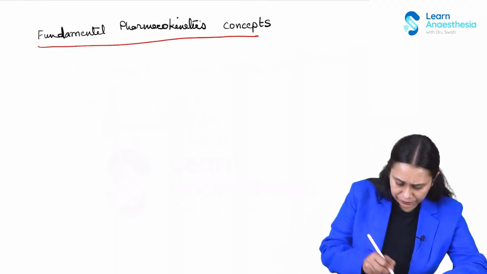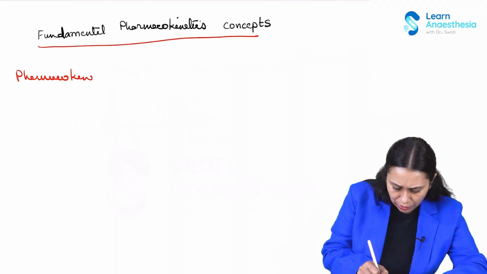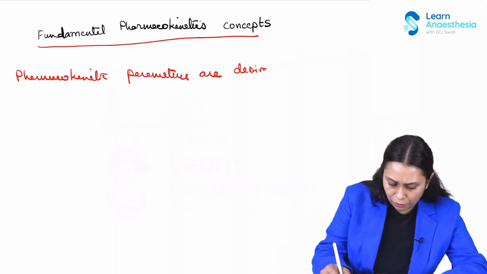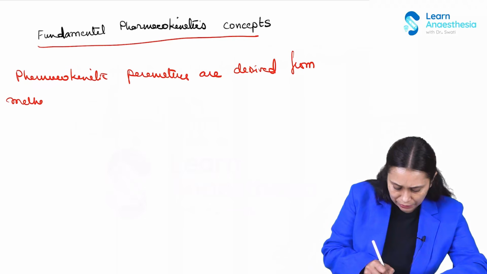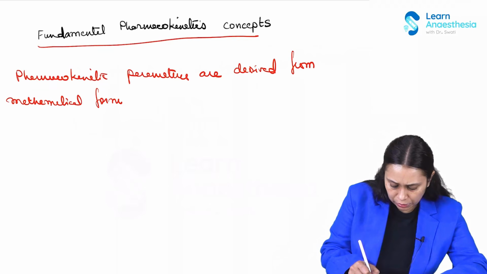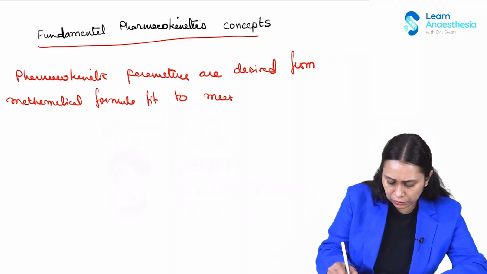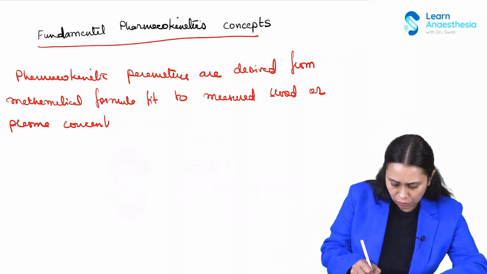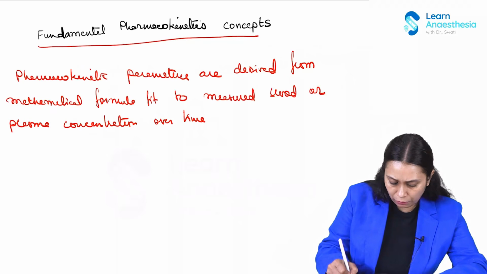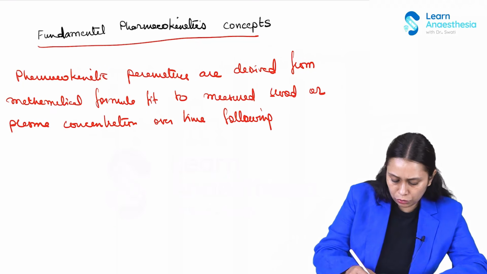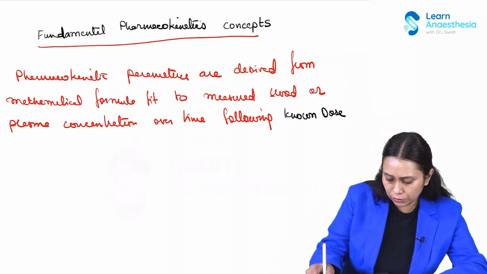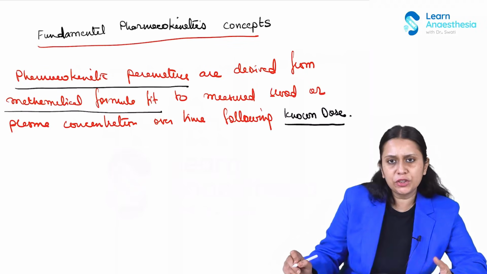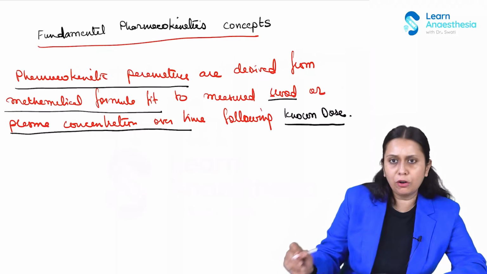So the pharmacokinetic parameters of any drug are derived from a mathematical formula fit to measured blood or plasma concentration over time following a known dose of the drug. Right? So your pharmacokinetic parameters of the drug are derived from this mathematical formula fit, which is fitted to measured blood or plasma concentration over time following a known dose of drug.